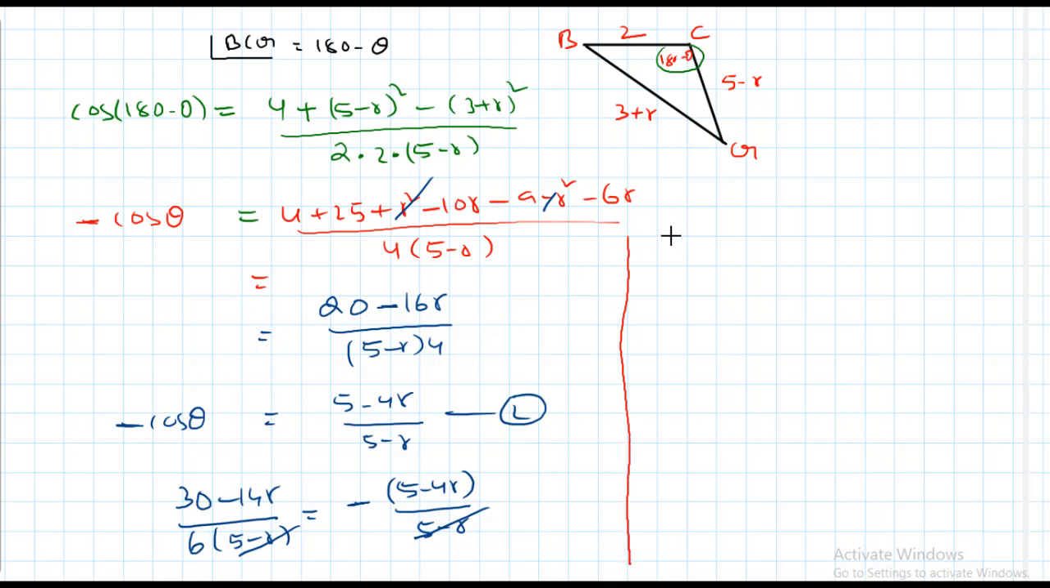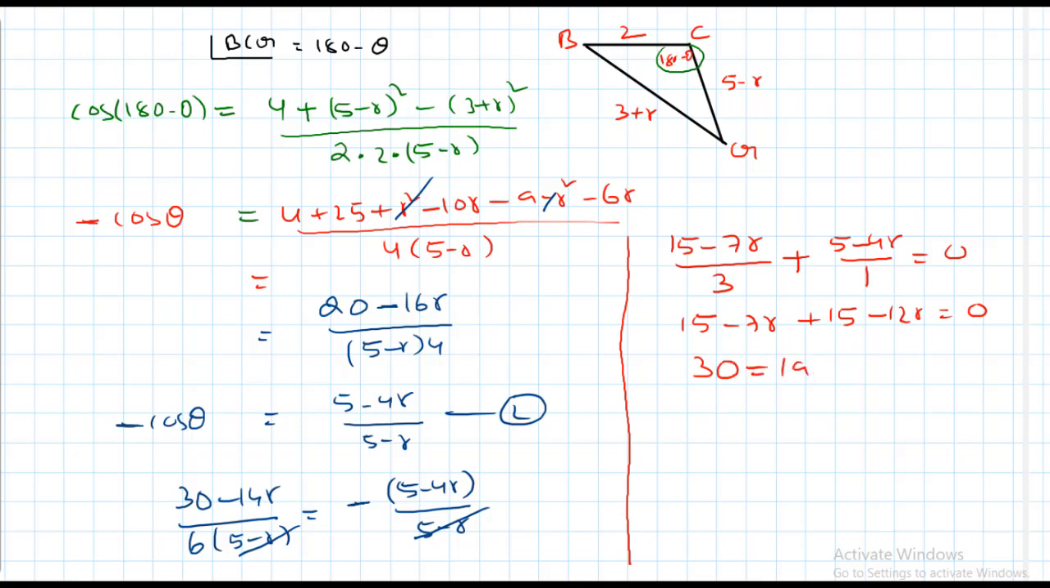Okay, students, this is 15 minus 7r by 3 plus 5 minus 4r by 1 equal to 0, or 15 minus 7r plus 15 minus 12r equal to 0, or this is 30 equal to 19r. So r equal to 30 by 19. This is the radius of the C3 circle.